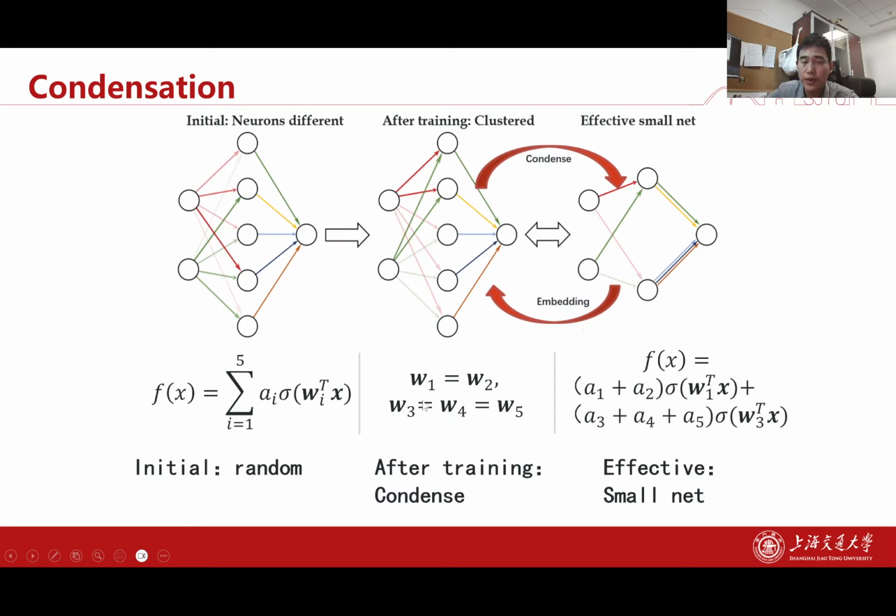So after the training, this neural network can actually be equivalent to a network of only two neurons, meaning we can combine the first two neurons together and also combine the last three neurons together. So previously we mentioned the neural network with many parameters, but actually after training, the effective number of parameters is quite small.